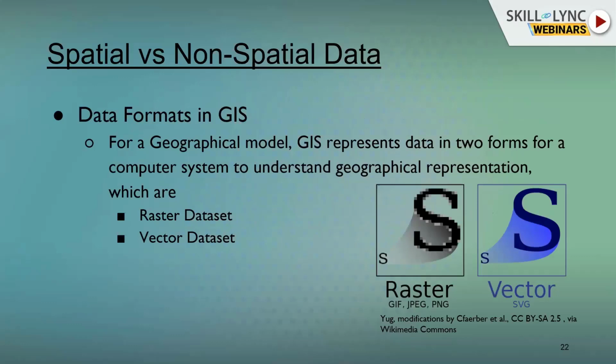What is data format in a GIS? This is going to be very important, so please pay attention to it. There are two sorts of data: one is raster data and one is vector data. So what do we mean by raster data and vector data? Raster data is made up of pixels, and vector data is made up of lines, points, and polygons.